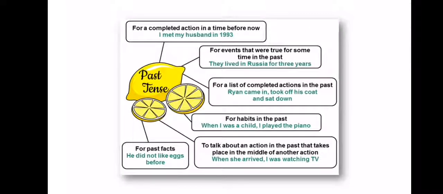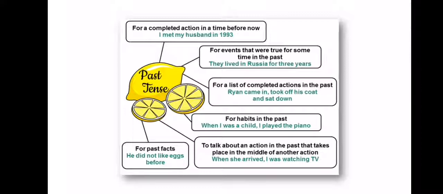However, there are other uses that we can also go over or review, like for example, these ones. First, for a completed action in a time before now. Example, I met my husband in 1993. Another one would be for events that were true for some time in the past. Example, they lived in Russia for 3 years.